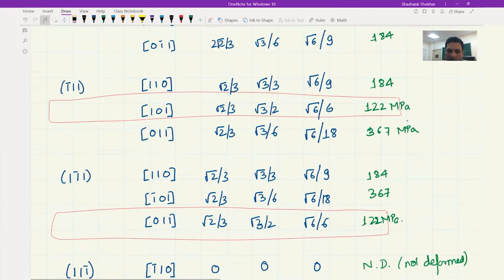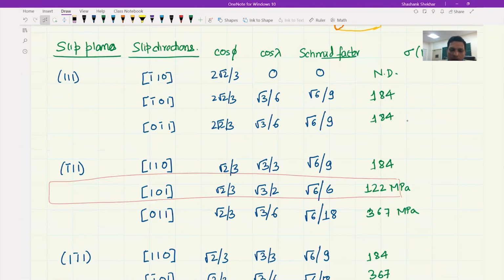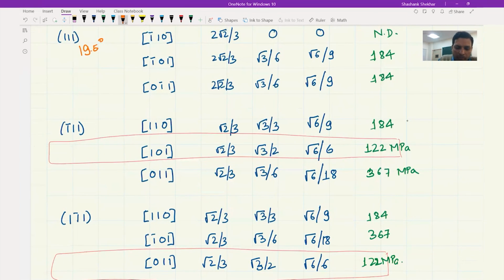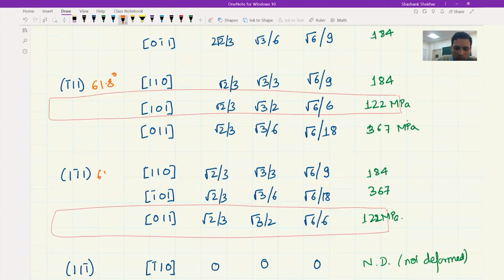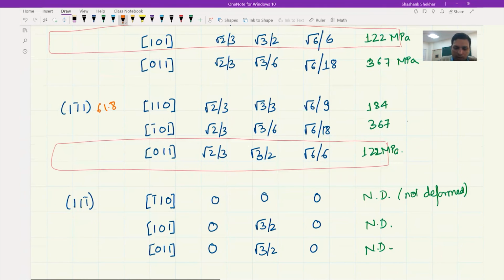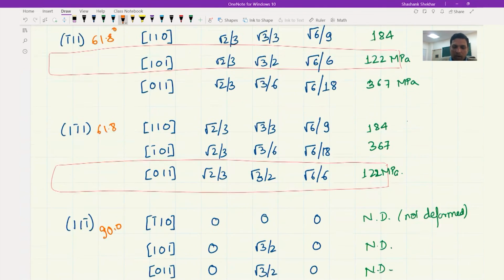Now, what would be useful here is if I put in the values in terms of orientation, rotation, or the angle between this 111 plane and the tensile direction. So what you would see is this one would come out to 19.5 degrees. This one will come out to 61.8 degrees. This one is also coming out to 61.8 degrees, and this is coming out to be 90.0 degrees.